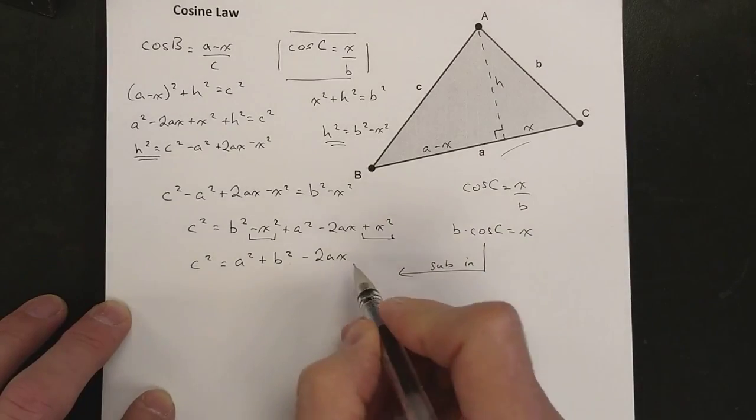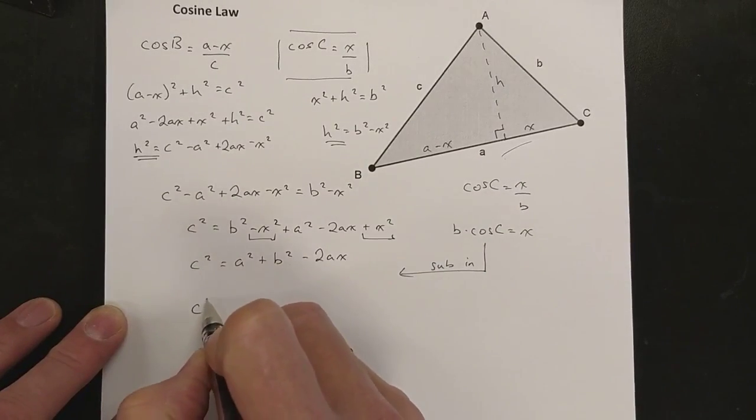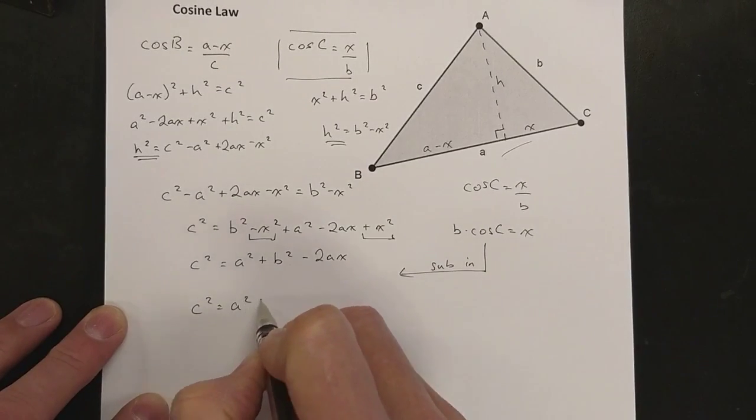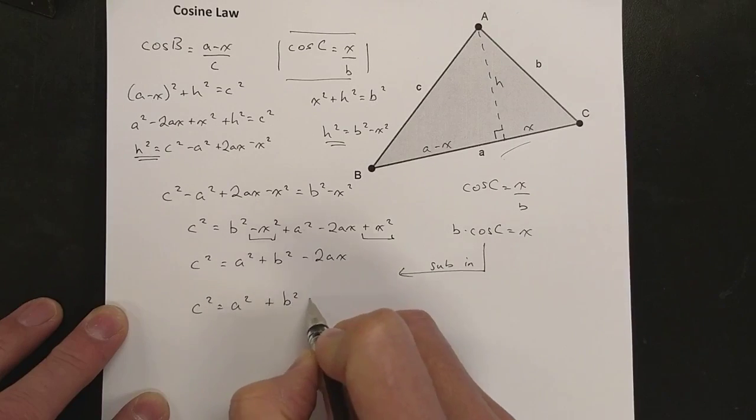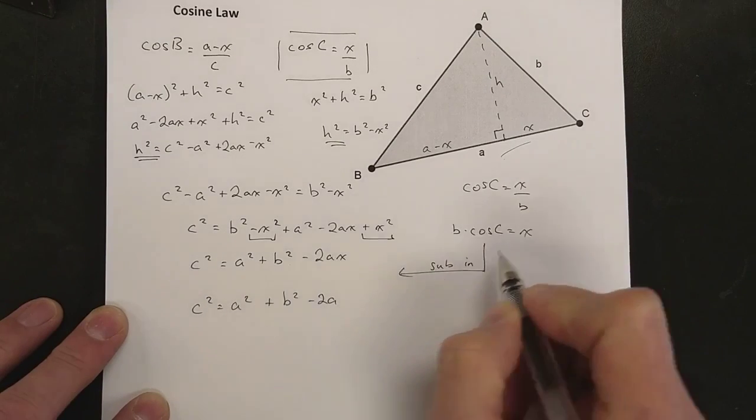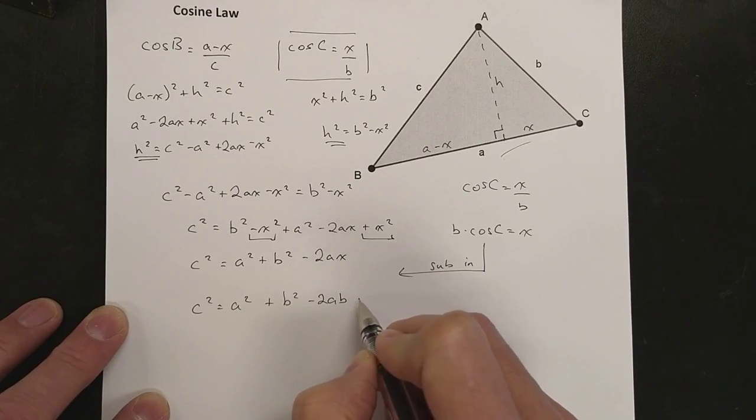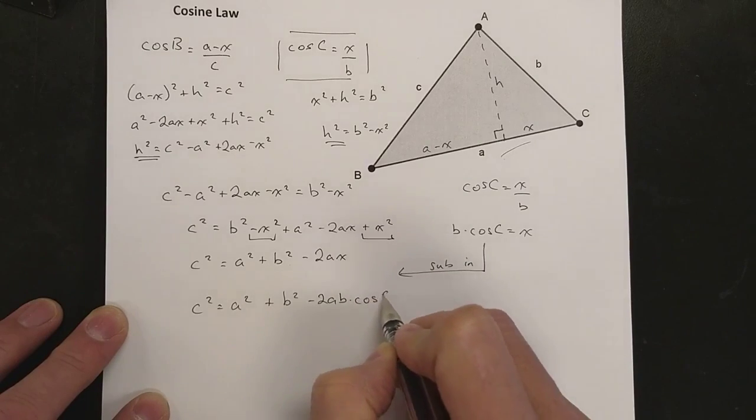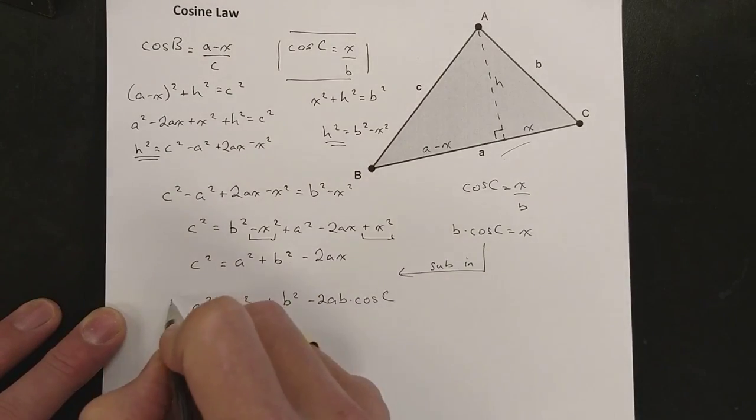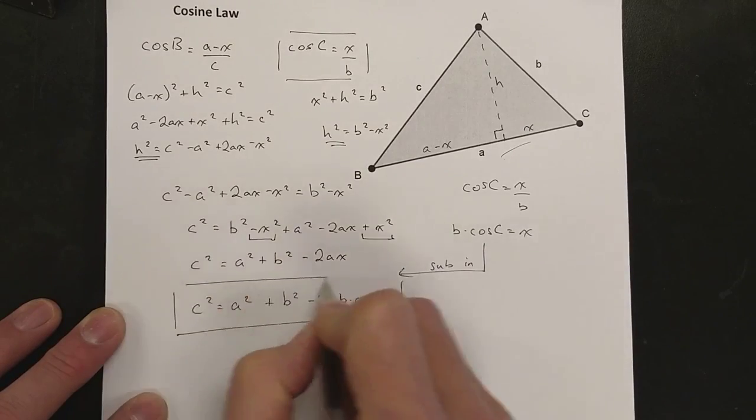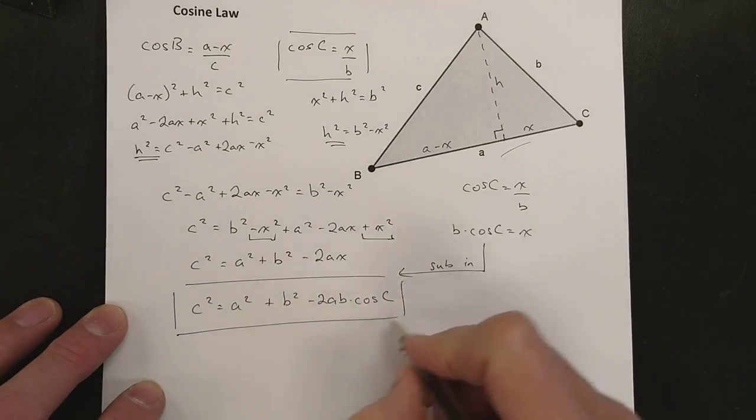So subbing in for x, I get that c squared equals a squared plus b squared minus 2a, and I have times b times cos c in for x. And this right here is our cosine law.